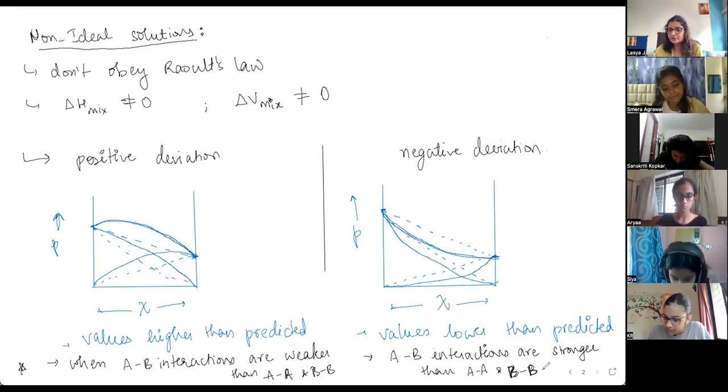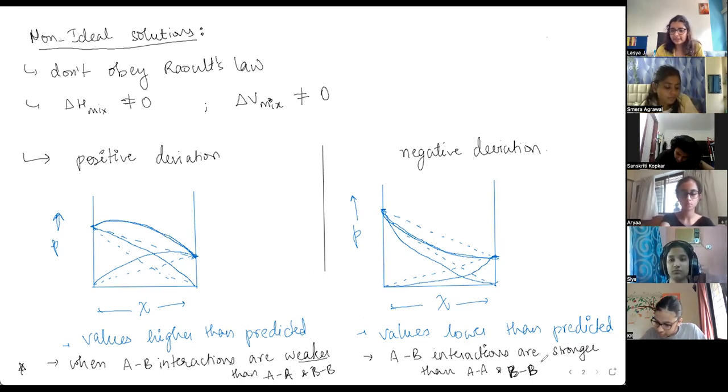Okay, once you finish noting this, I will give you the examples. Because the interaction is weaker, it is easier for the molecules to escape into the vapor phase. In this case, the tendency to escape decreases. That is why there is less vapor.